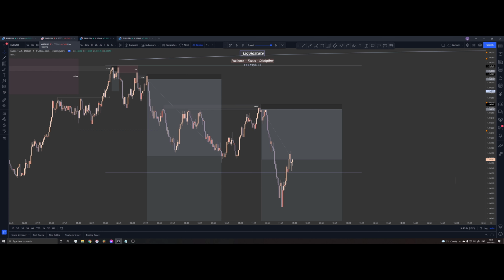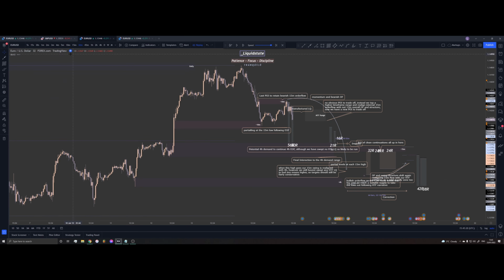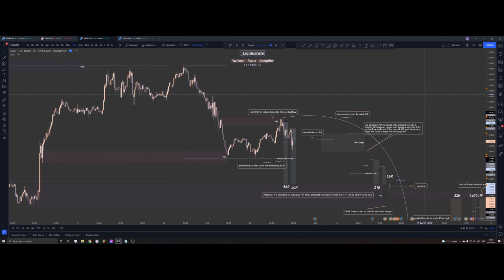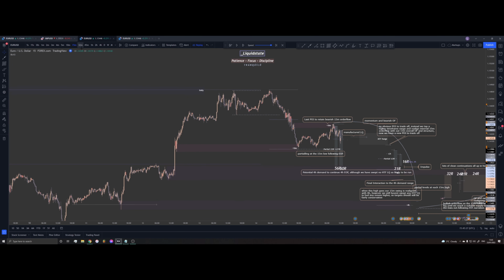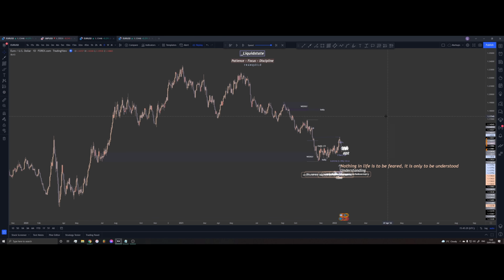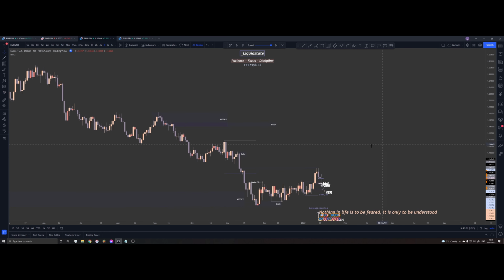Next up, pricing. So what's going on here? Okay. Pricing, I'll do it from the daily. So this is our daily swing EQ.